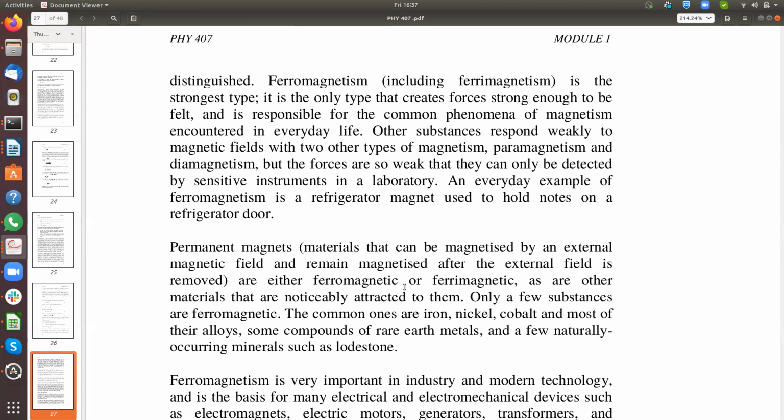Among the materials that are noticeably attracted to magnets, only a few substances are ferromagnets. The common one is iron. So take note of this now. Somebody can ask you to differentiate between ferromagnet and diamagnet with examples. So you should know that examples of ferromagnetic materials are iron, nickel, and cobalt, and most of their alloys, some compounds of rare earth elements, and a few naturally occurring materials such as lodestone.